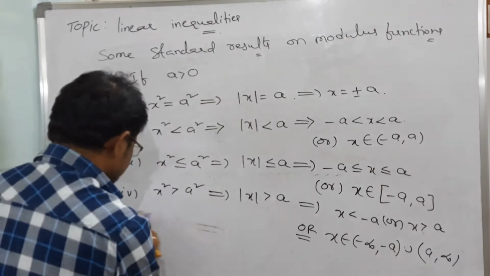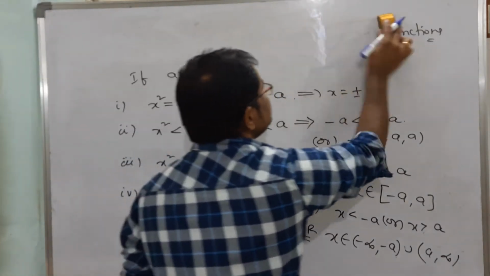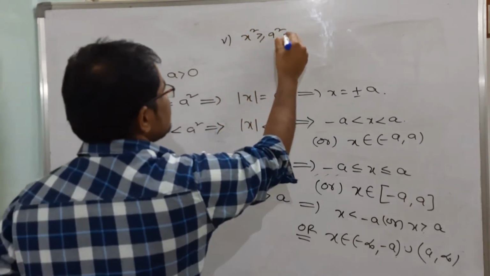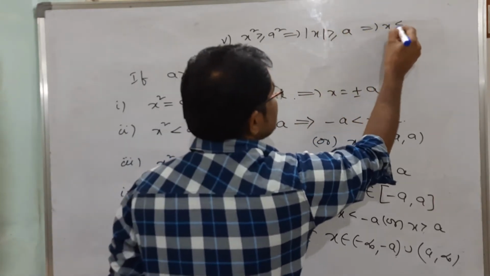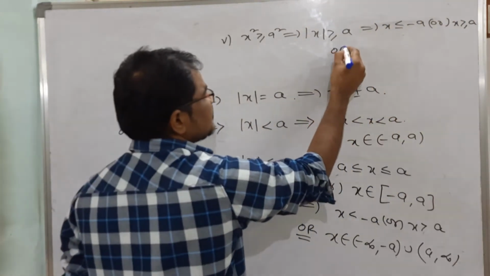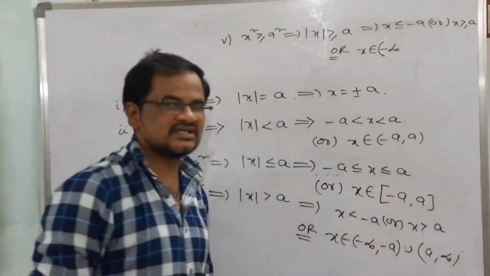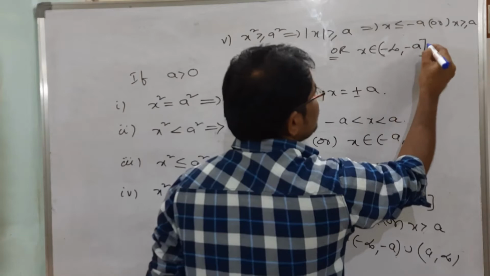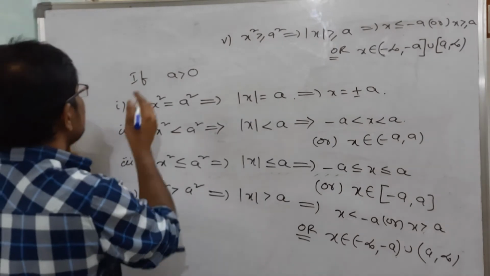Next, fifth one is x square greater than or equal to a square, means mod x greater than or equal to a. That implies x less than or equal to minus a or x greater than or equal to plus a. In terms of intervals, x belongs to minus infinity to minus a closed interval, a to infinity. For infinity, we have to take open interval only. Right? So how to get that, I will give one example here.